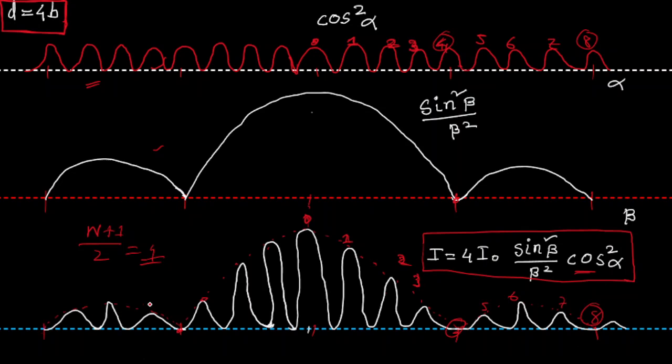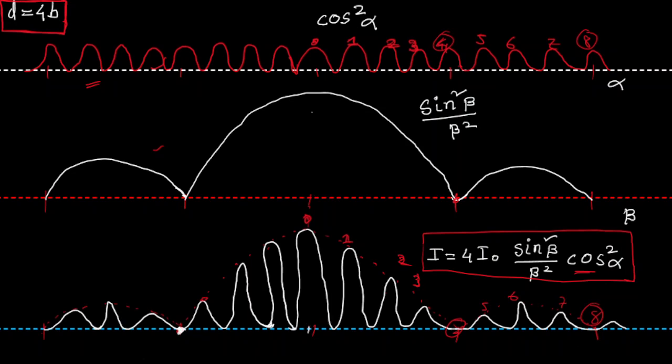Once we know this ratio d by b, we can draw this diffraction pattern. But sometimes we need to back calculate. The examiner gives us this diffraction pattern, and from it we have to find out the missing order of this diffraction pattern. For that, you have to first count how many interference maxima are present between the two first order diffraction minima.